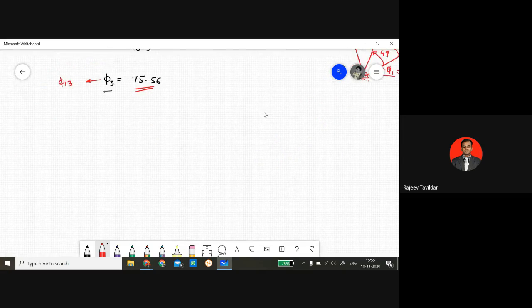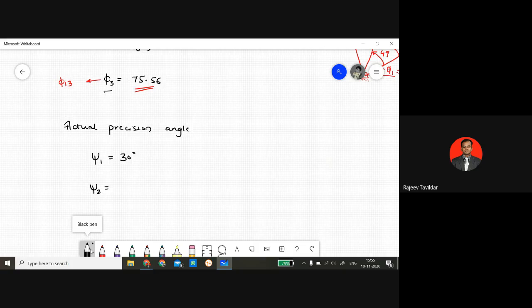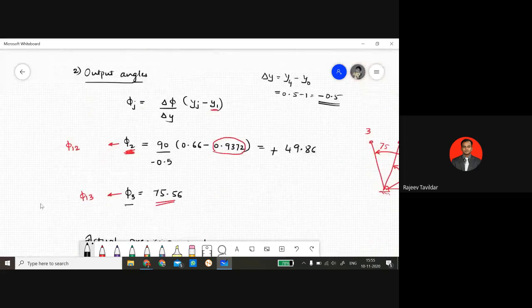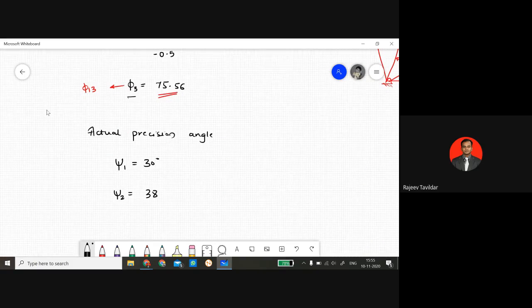Anyways, now I need to find out the actual values of the precision angles. These are what we found out using the formula here. So the actual precision angles will be the angles which are measured with respect to the horizontal line. So let me write down. I have psi 1 as 30 degrees. Psi 2, what we have got here is 38.98, so this will be 38.98 plus 30 degrees, that is of psi 1. So I am getting this as 68.9 degrees.